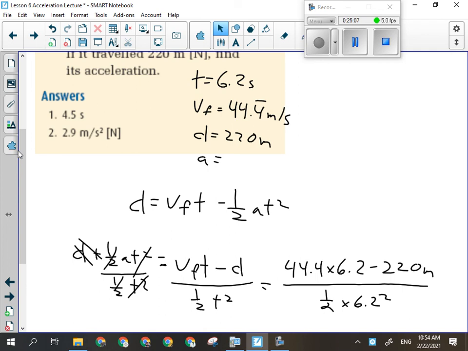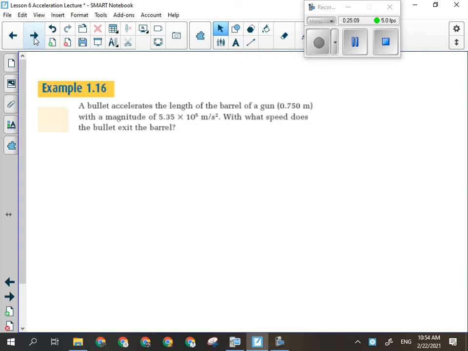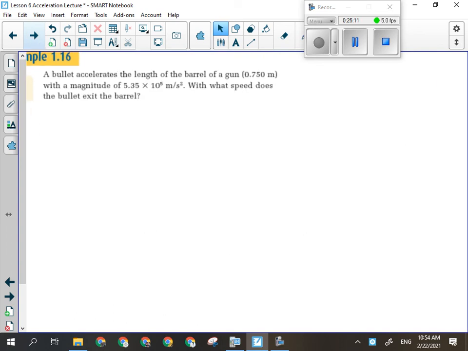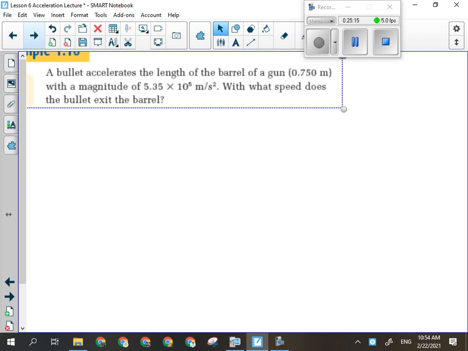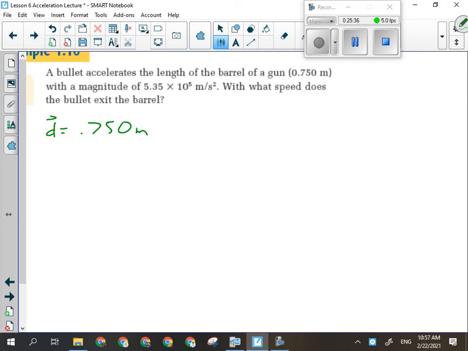All right, we got one more acceleration formula. So we'll look at this problem here. I'll have you guys copy that one down, right? And then we'll talk about it, and then we'll talk about some applications of this stuff before we work on something. So our givens for this question are, okay, we've got a bullet that accelerates the length of the barrel of a gun, which is 0.750 meters. So that's our displacement, or distance actually in this one. Okay, 0.750 meters.